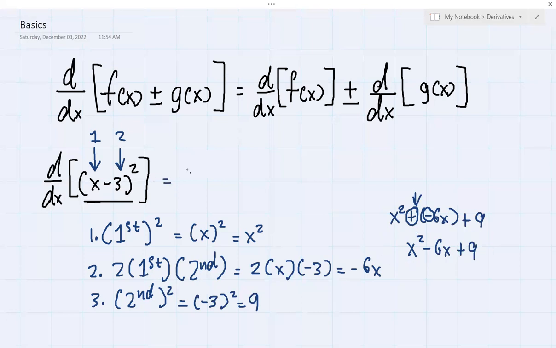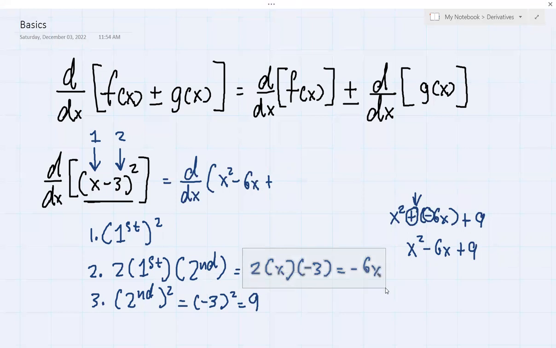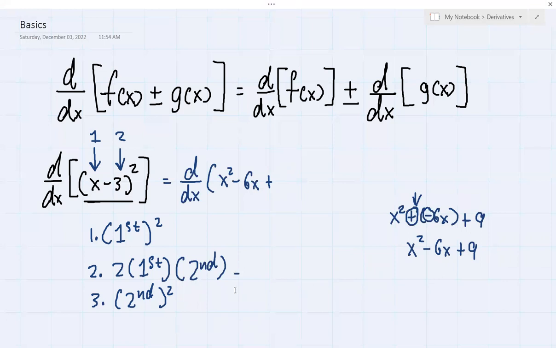Hence, we will have the derivative of x squared minus 6x plus 9. So that's the technique, guys. First step is square the first term. Second step is twice the product of the first term and the second term, or 2 times the first term times the second term. And lastly, square the second term.